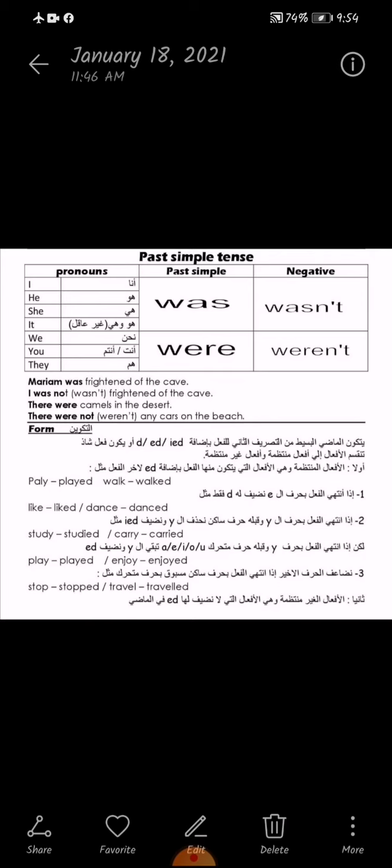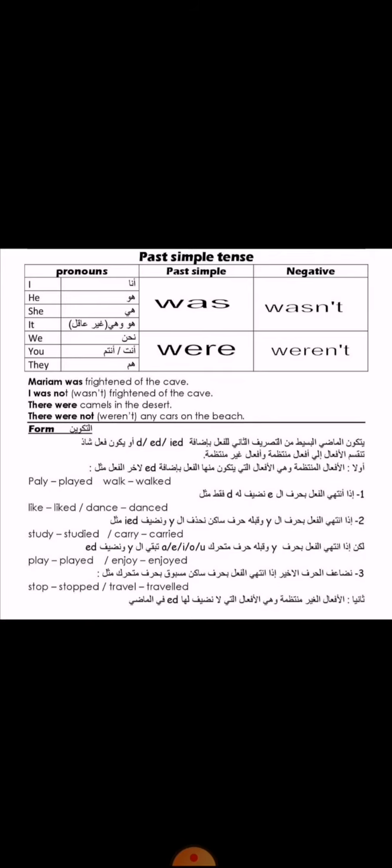The verb to be in the past consists of was and were. Was comes with I, he, she, it, and singular nouns. Were comes with we, you, they, and plural nouns. The negative of was is wasn't. The negative of were is weren't.